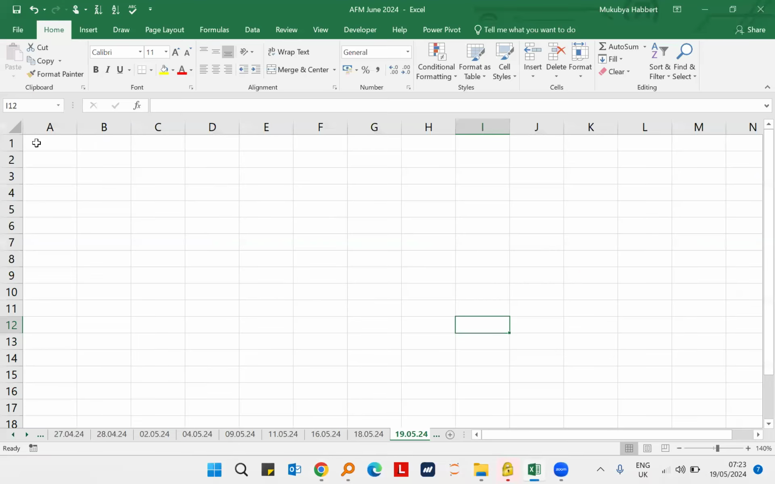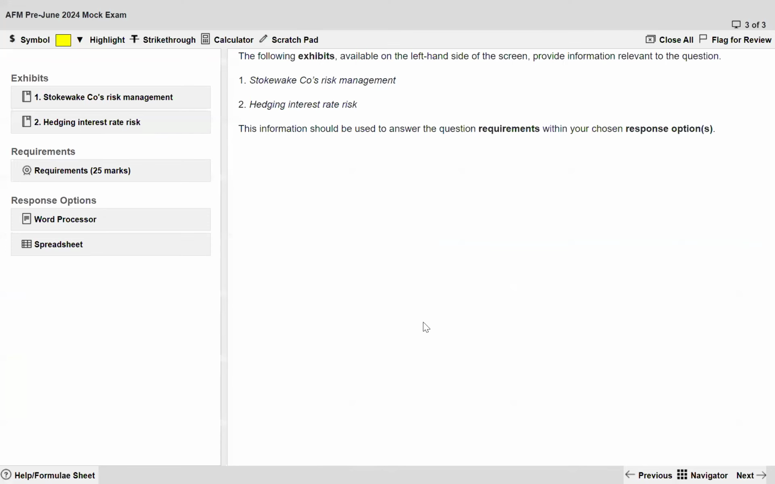So we are going to start by considering, first of all, the swap. Then from there, we shall go and look at the collar. So the swap.